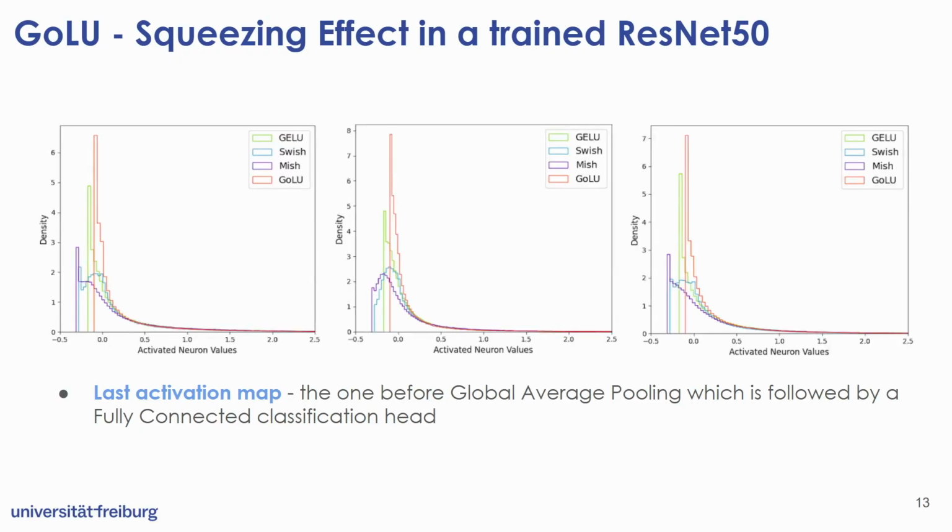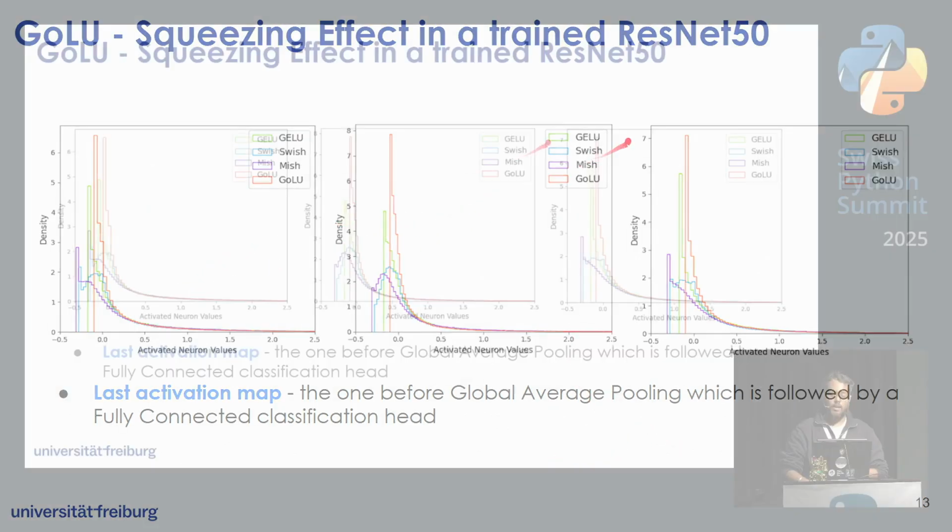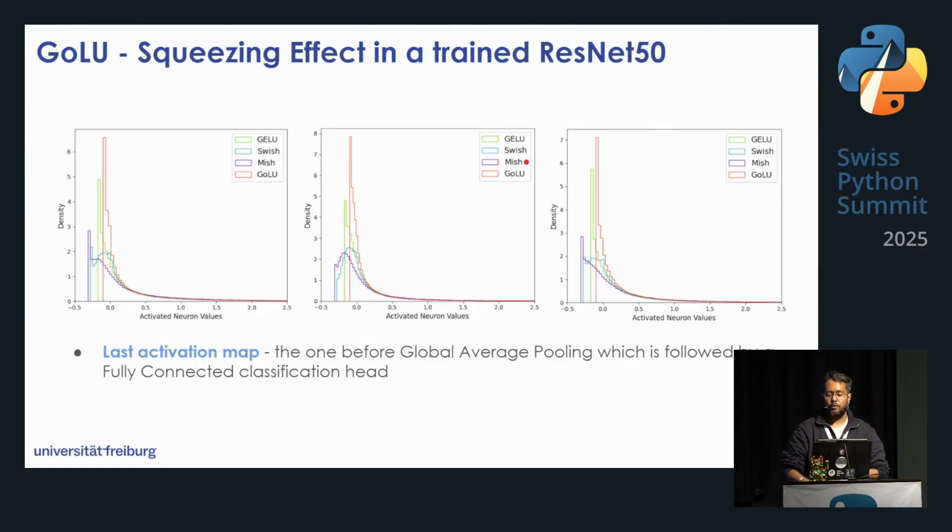This assumption of having a right-skewed probability distribution was also proved when we saw our ResNet 50 that we trained on the ImageNet dataset. So when we took the last activation map right before the global average pooling, which is usually followed by a fully connected classification head, we saw that when compared to other activation functions like GELU, Swish, and Mish, GoLU always provided a more dense activation distribution towards 0 while retaining at the same time the strong features for doing the predictions.